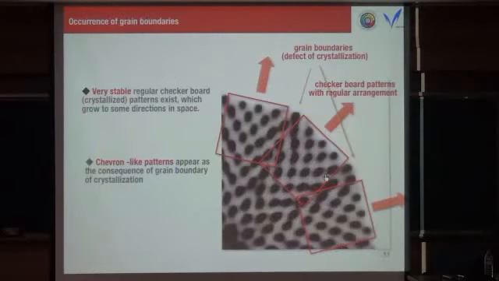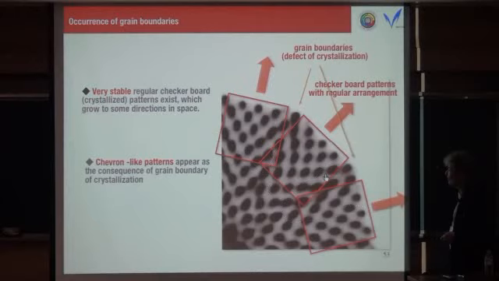Okay, so this is a checkerboard. This is the diamond shape initial condition. This is the crystal structure, and here is a sort of dislocation. In crystal growth, we can say a defect of crystallization, or grain boundaries on the engineering side. And that's why a very stable regular checkerboard pattern exists, which grows in some direction, okay?